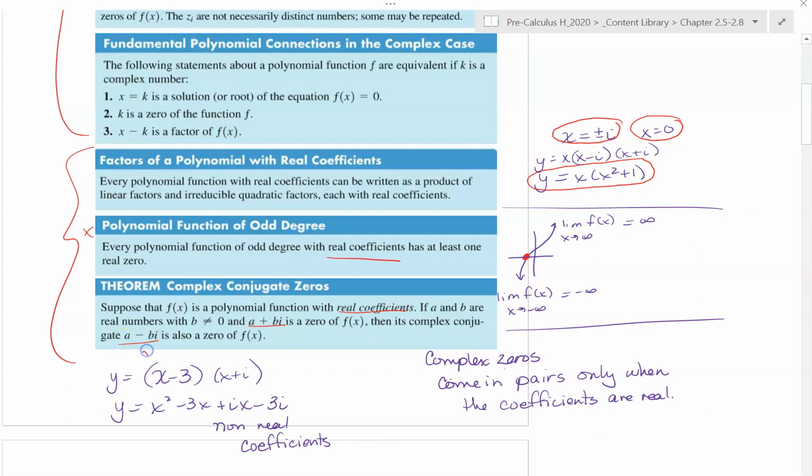So let's do this example. Let's say you have an imaginary zero at i and a real zero at 3. Notice that when I go ahead and multiply this, I have non-real coefficients. So again, complex zeros come in pairs only when the coefficients are real.